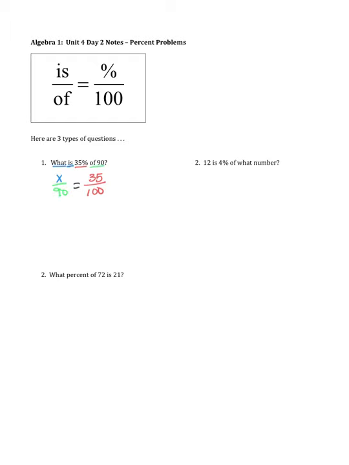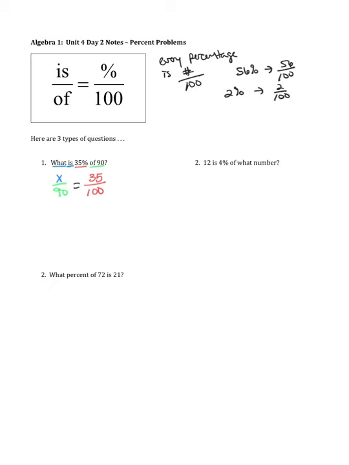Is, what is means we don't know. That's our x. We're trying to find that. 35% will always go in as the number over 100. Every percentage is number over 100. 56% is 56 over 100. 2% would be 2 over 100, all right? So every time you see percent, you're going to put that number over 100.